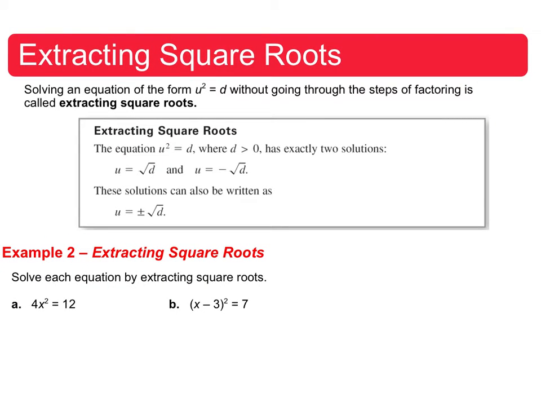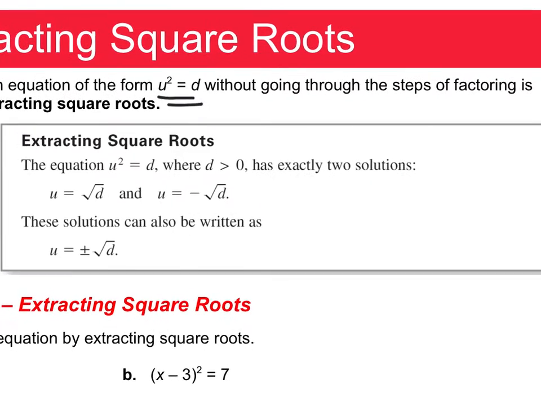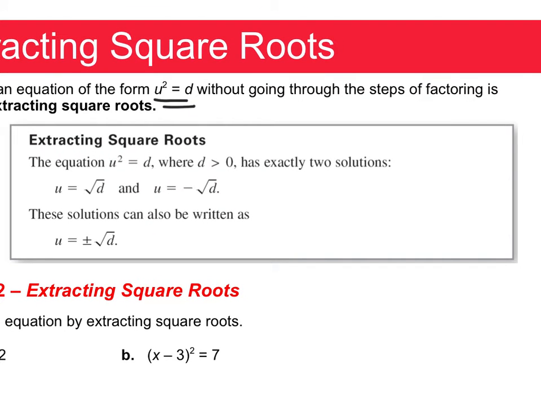So to solve an equation in the form u squared equals d, without going through steps of factoring, because sometimes you can factor, that's called extracting square roots. I like to just say solving by square roots, but that's how this book references it. And essentially what we're going to do is we're going to take the square root of both sides.